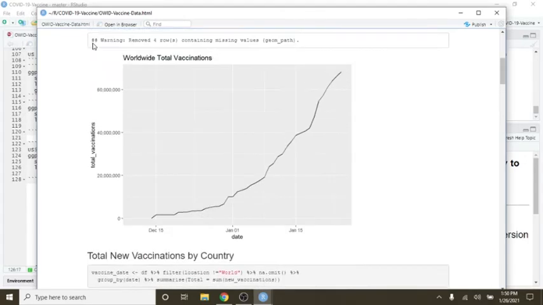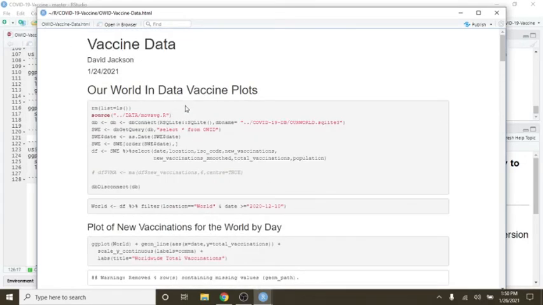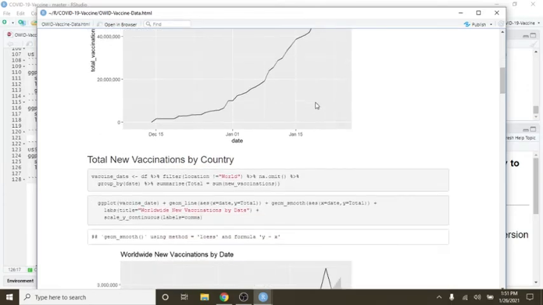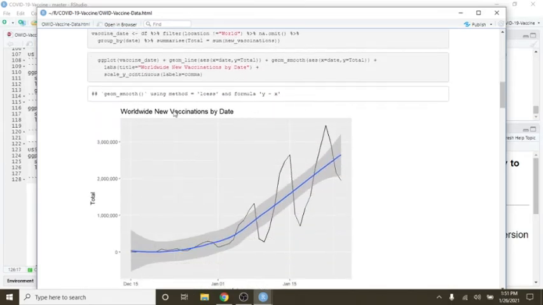So we come all the way back up to the top. Let's start with the world. You can see that the world is currently at over 60, 70 million vaccinations so far. Worldwide new vaccinations by date: you can see that there's some volatility. 3 million here, only 2 million vaccinations here.